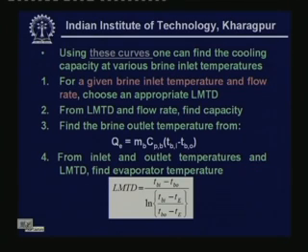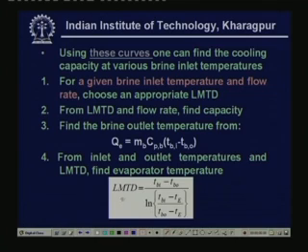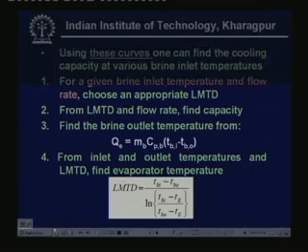Okay. And as you know, for this brine chiller, the expression for LMTD is like this, where TBI is known to us, TBO is computed, TE has to be obtained. Okay. So, this is known to us. So, there is only one unknown. So, you can find out what is the evaporator temperature.